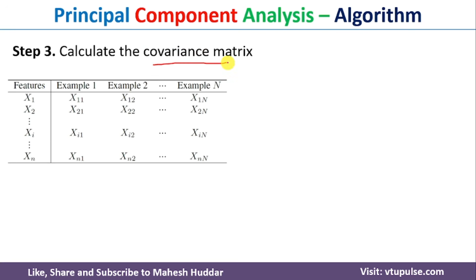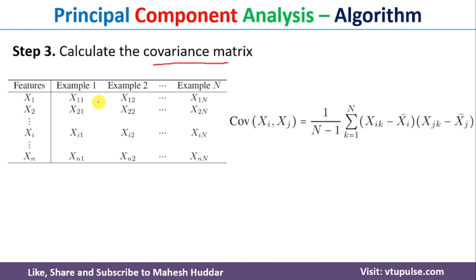Now once you calculate the mean of each of these variables, the next step is to calculate the covariance matrix. This is the dataset available with us, and if you want to calculate the covariance matrix, you can use this particular formula. Covariance of xi, xj is equivalent to 1 divided by N minus 1, summation of k equal to 1 till the number of examples, of xik minus xi bar times xjk minus xj bar.